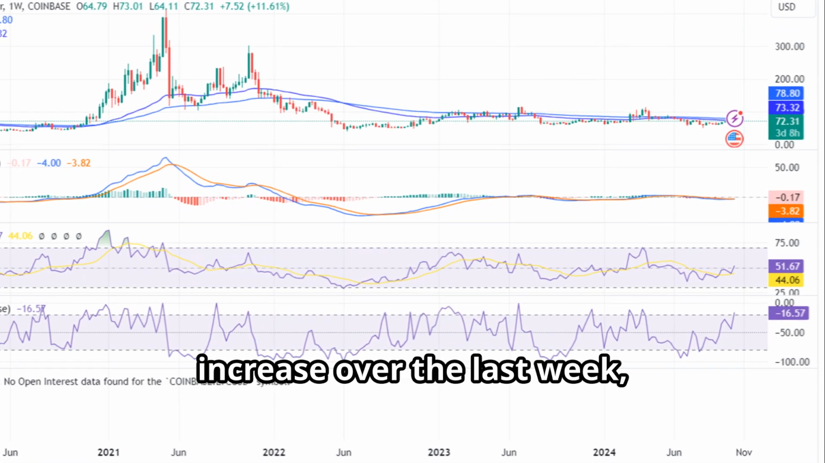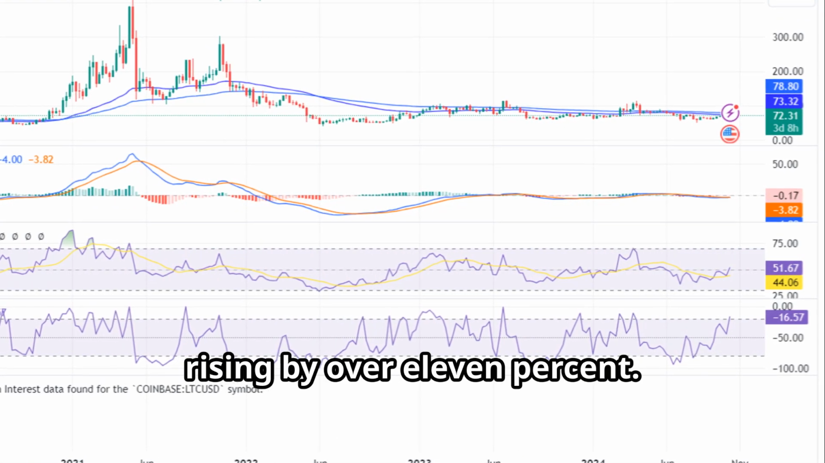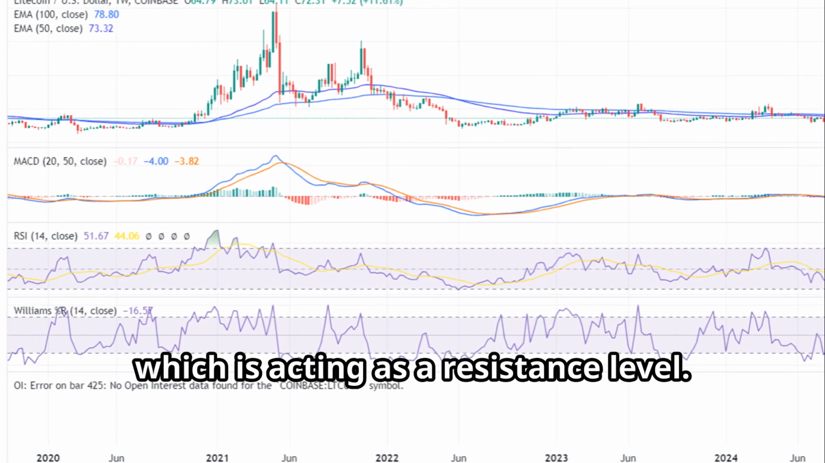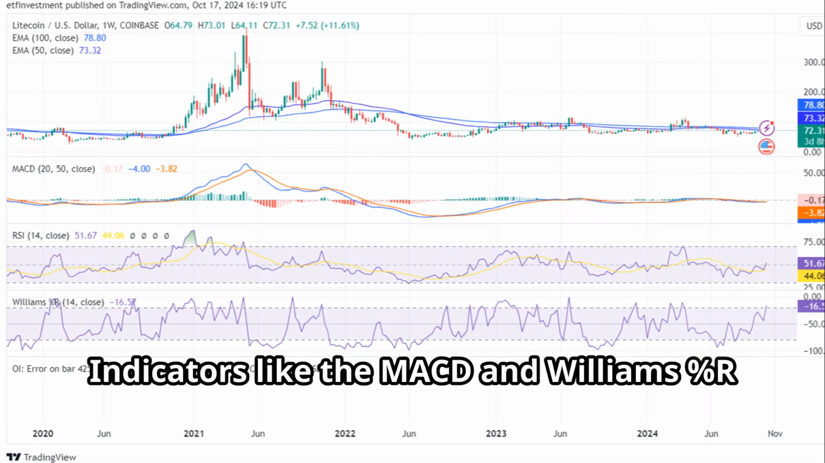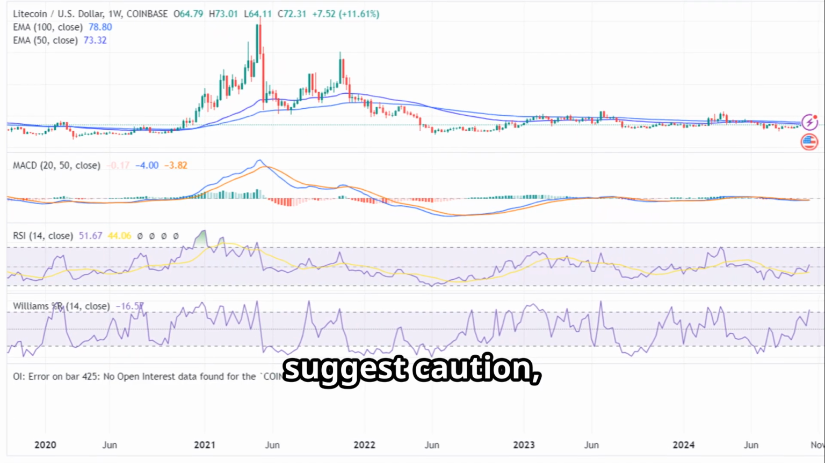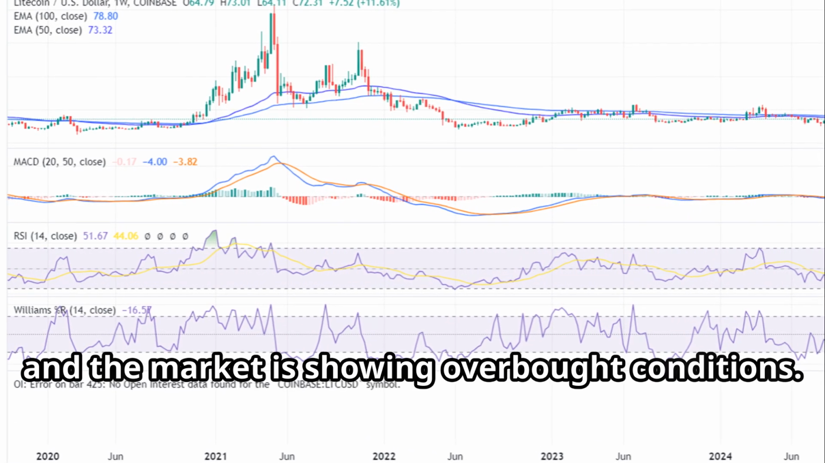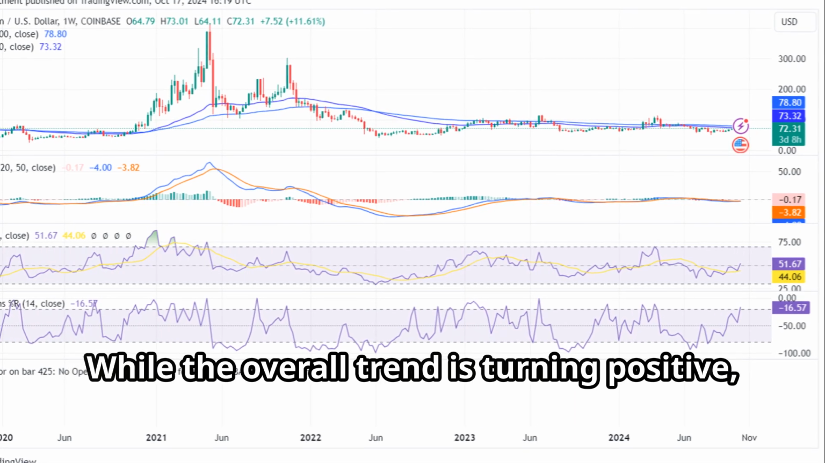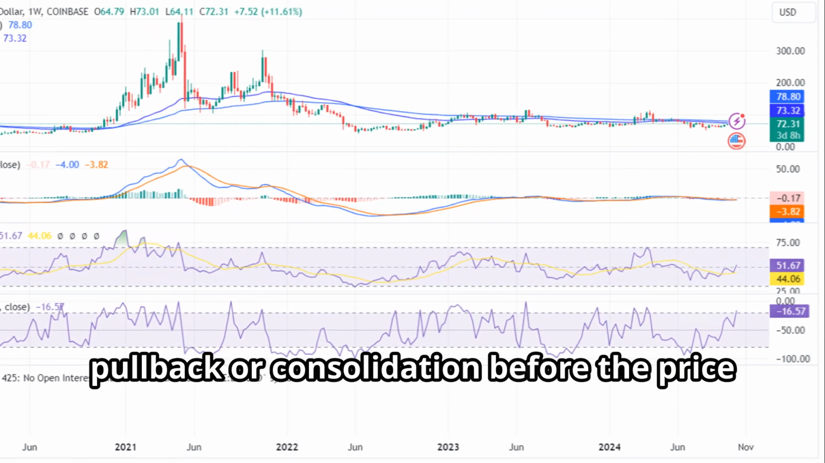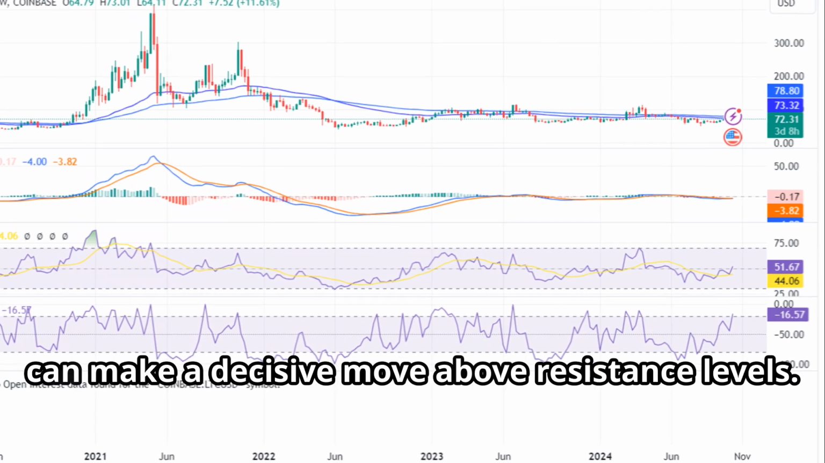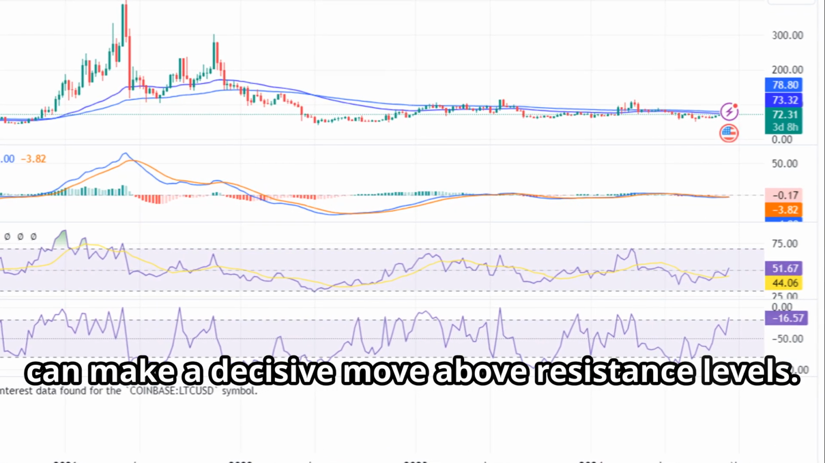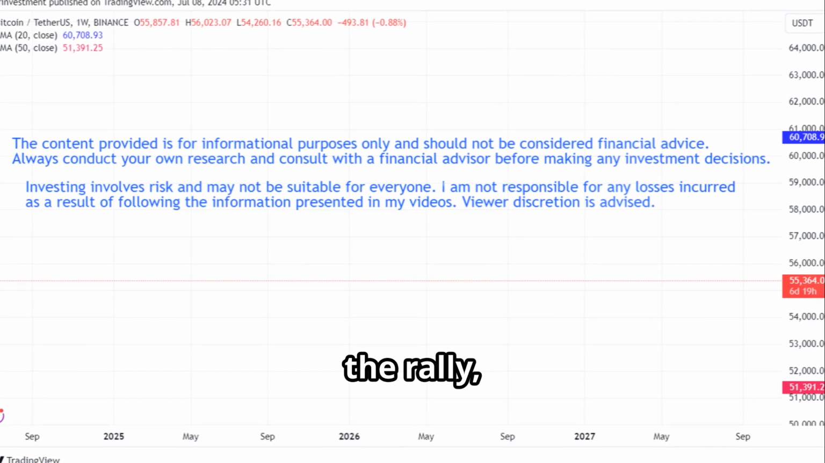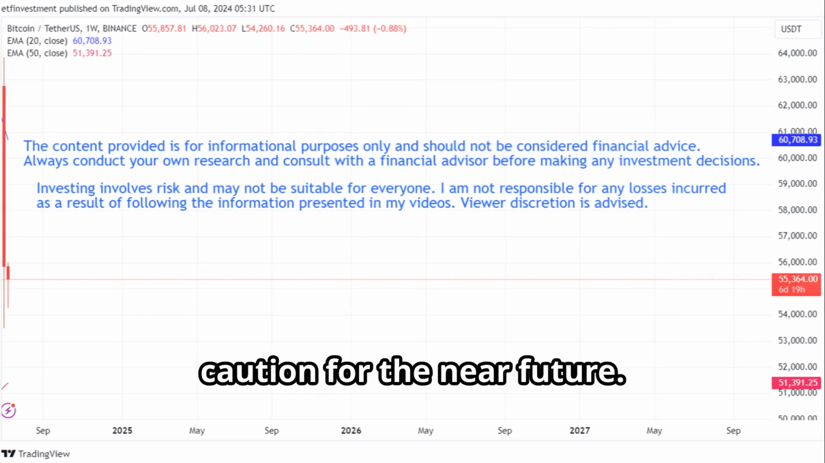Litecoin has shown a strong price increase over the last week, rising by over 11%. The price is currently testing the 50-period EMA, which is acting as a resistance level. Indicators like the MACD and Williams %R suggest caution, as momentum is weak, and the market is showing overbought conditions. While the overall trend is turning positive, there is potential for a short-term pullback or consolidation before the price can make a decisive move above resistance levels. Recent market sentiment and broader cryptocurrency trends have likely fueled the rally, but the overbought signals warrant caution for the near future.